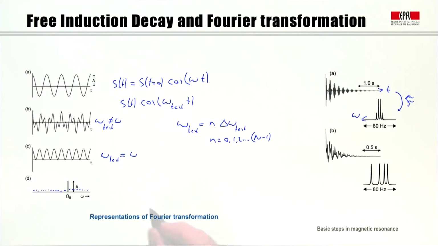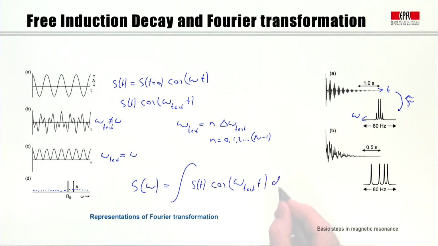So this in a nutshell is what the Fourier transform is all about, and it turns out that we can define the spectrum in frequency domain as the integral of the signal in time domain times cos omega test t, brackets like this, integrated from 0 to infinity. So this is a simple way of looking at the Fourier transform. You can also do this simultaneously for the cosine and the sine component, in which case you need a complex Fourier transform, which is indeed what modern spectrometers use.